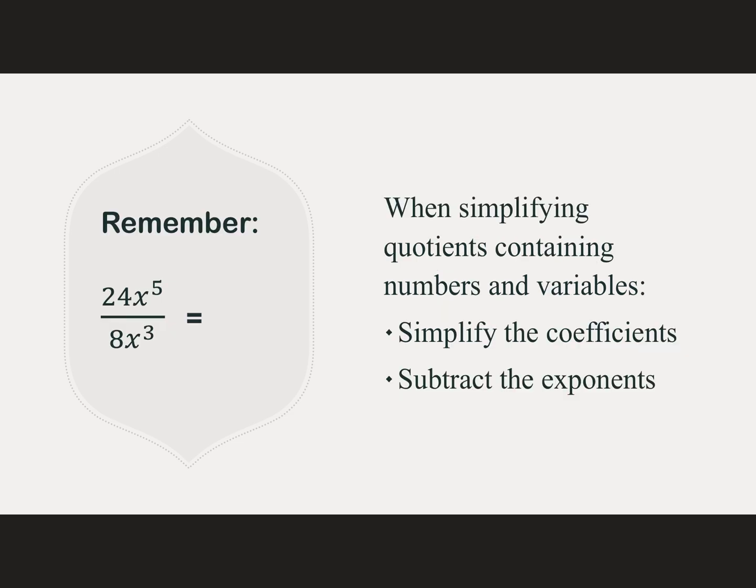When simplifying quotients, those are your division problems, containing numbers and variables, I want you to remember these two things. You're always going to simplify the coefficients and subtract the exponents. So in this case right here, 24 and 8 actually simplify to just a 3. And then I'm going to subtract my exponents. 5 minus 3 is 2. And this becomes this right here.